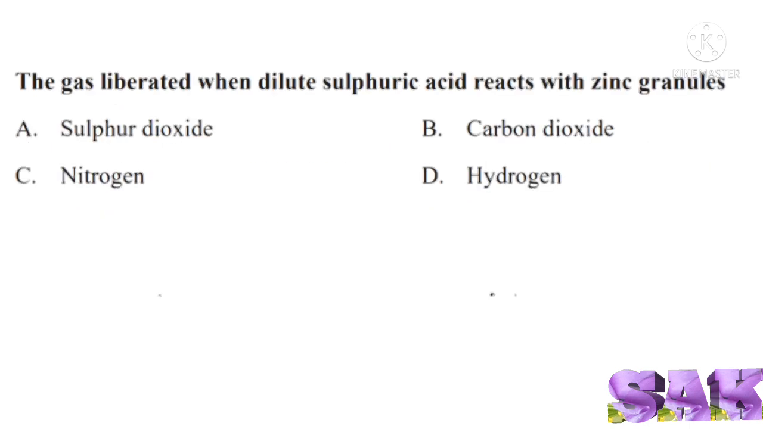Next question is the gas liberated when dilute sulfuric acid reacts with zinc granules. Already we know that when dilute acids react with metals, hydrogen is produced. So the answer is option D, hydrogen.